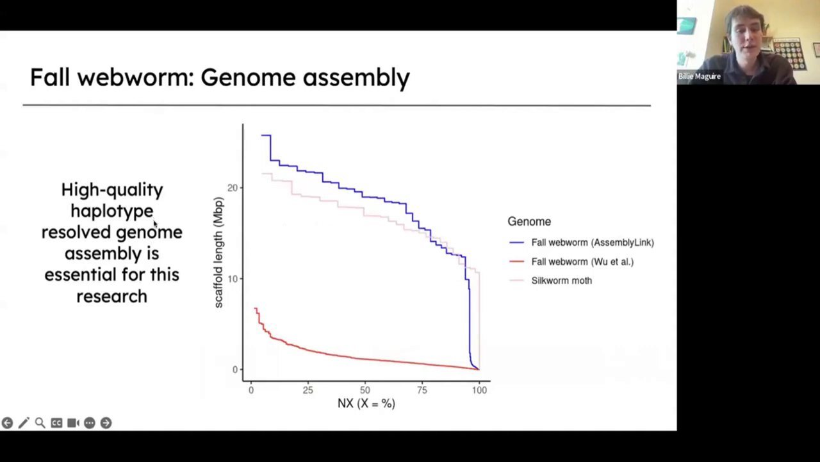As you can see, the Wu et al. genome here, shown in red, is composed of very, very many, very small scaffolds. So this is a poor quality genome. So we turned to AssemblyLink to generate a much higher quality genome, which is shown here in blue.